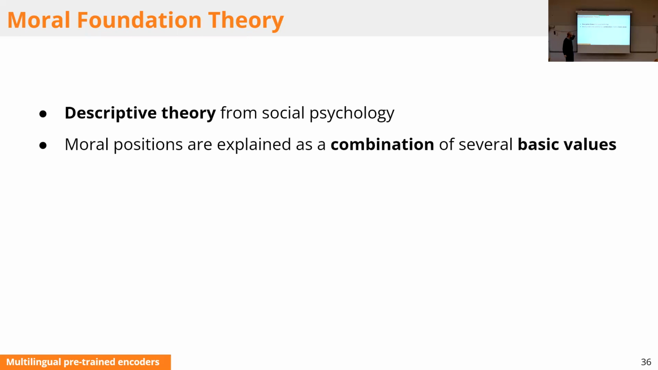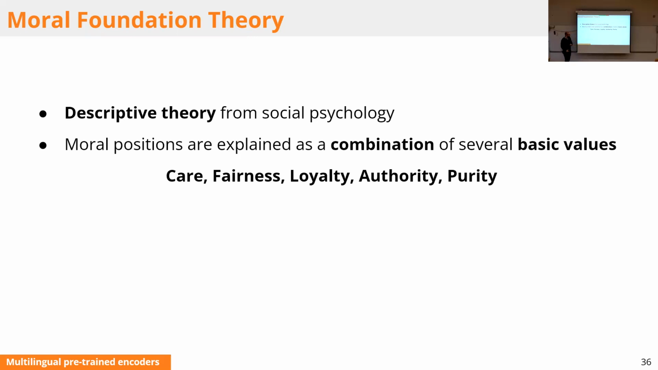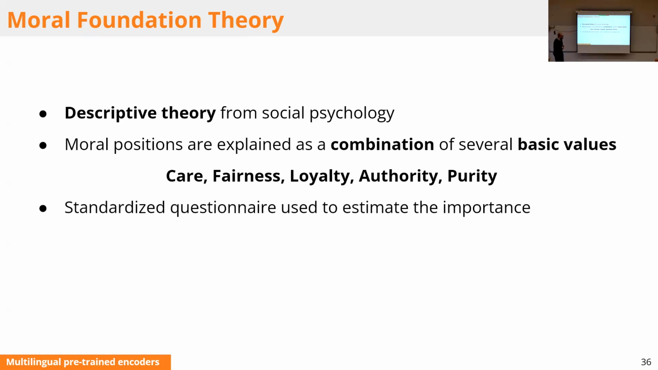And the proponents of the theory claim that the moral positions can be explained as combinations of several basic values. The 5 values we worked with were care, fairness, loyalty, authority, and purity. But there is no universal agreement in the community of moral foundation theory on what exactly these 5 basic components should be. They know there are basic components, and they know that there are like 4 to 6 of them, but they argue about what the correct definition of them is.